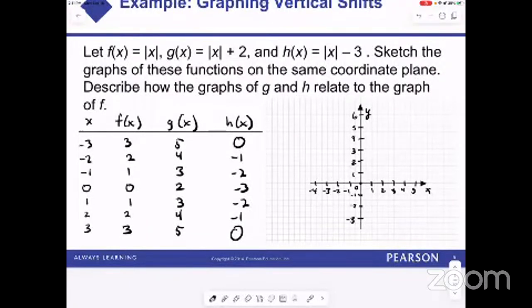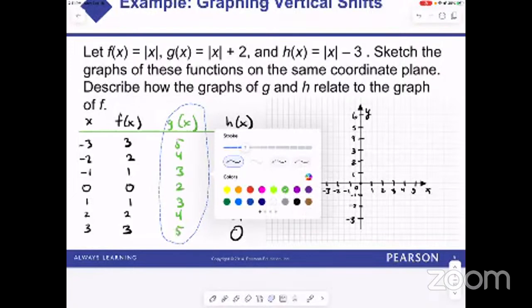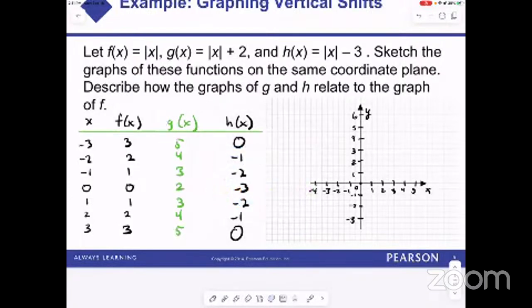All right. So we're going to leave f of x in black. We'll do g of x in green, and we'll do h of x in orange.